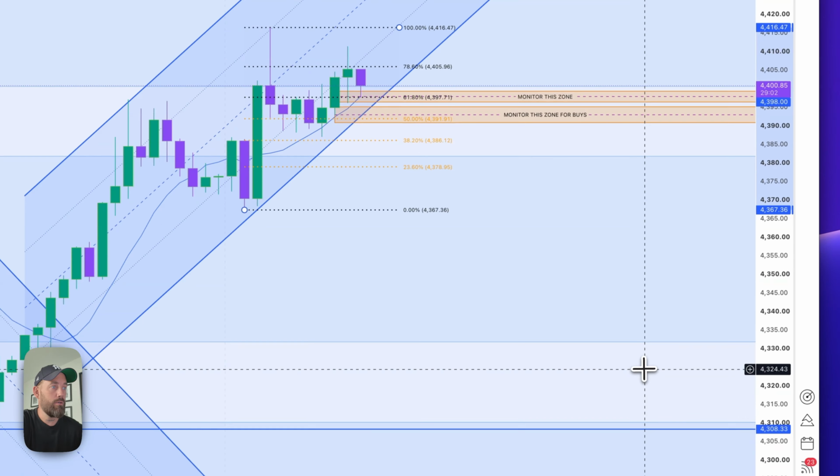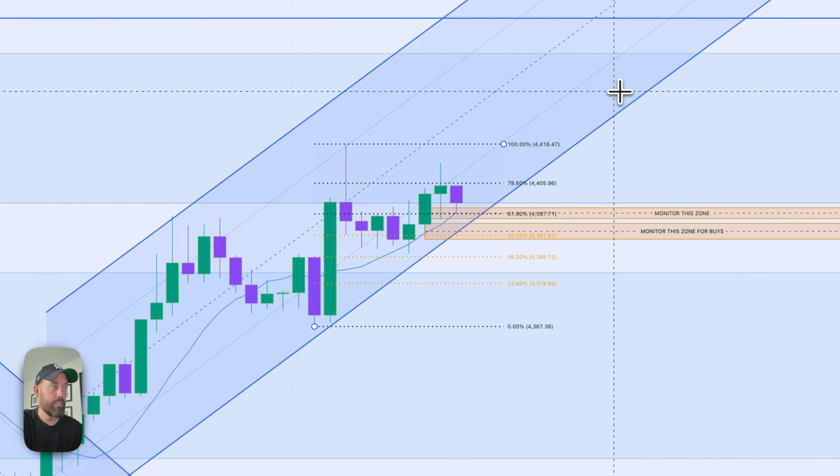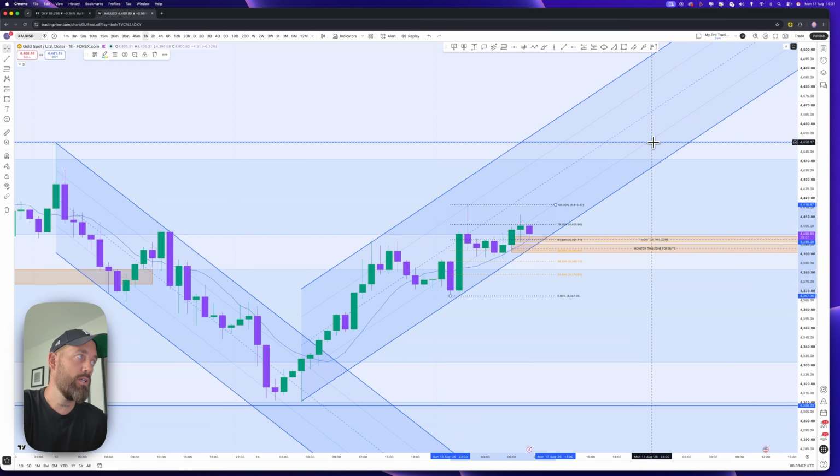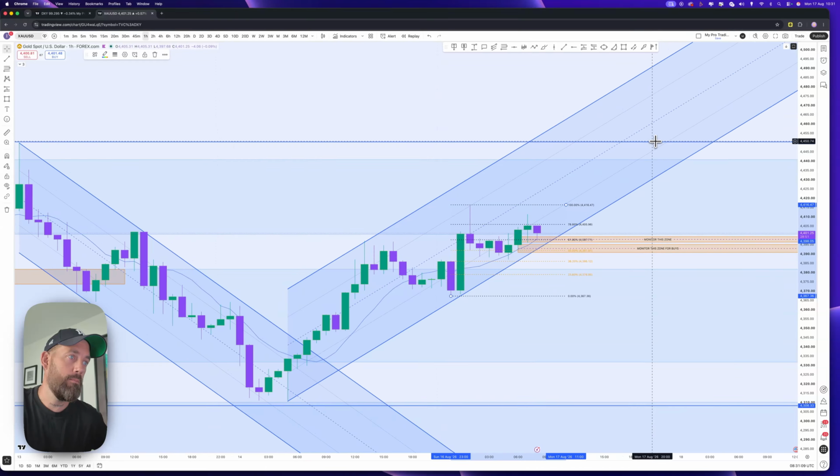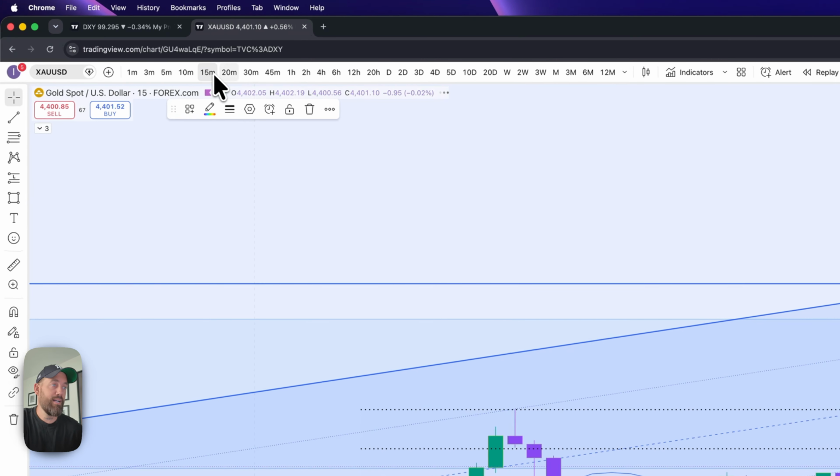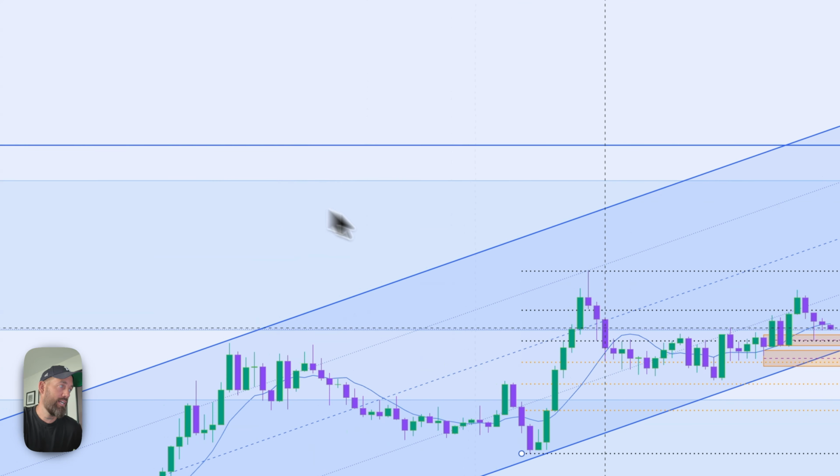Let me just show you on the hourly. So this is our parallel channel which we're tracking to the upside, okay? So we're looking for price to move anywhere towards 4,450, close above that, and then continue for a continuation pattern. So let me just jump back down to the 15-minute time frame, okay?